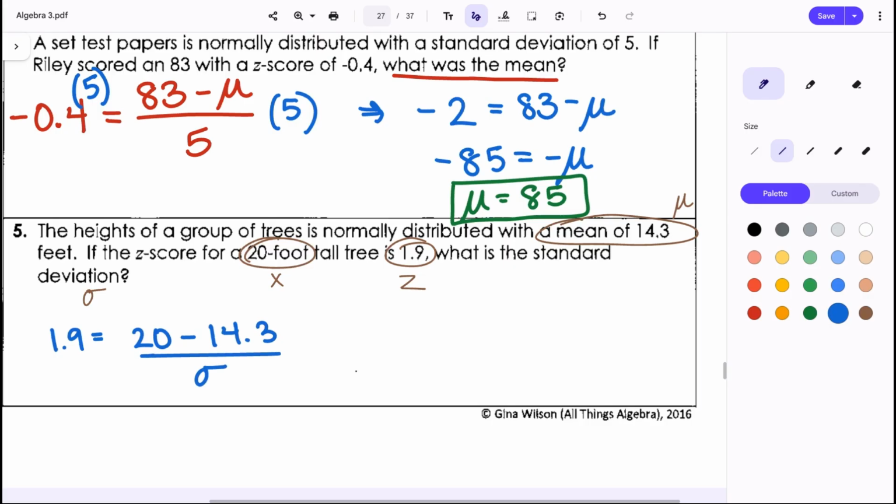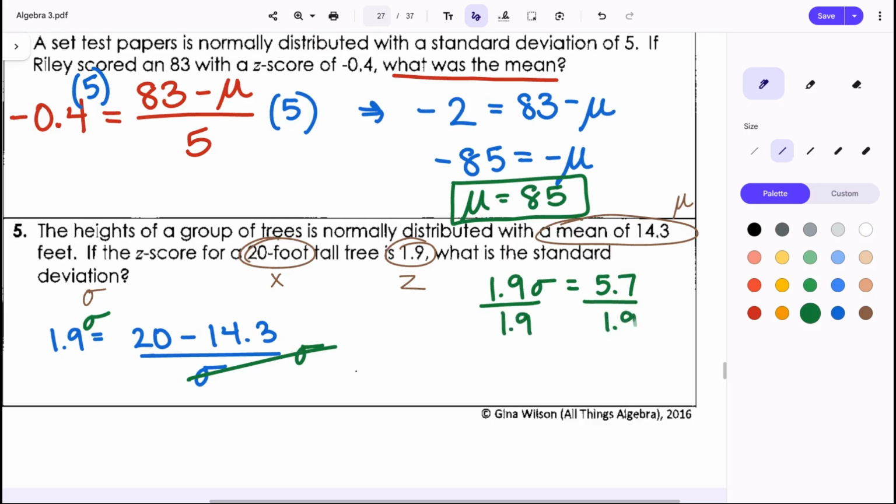Okay, this is what it should have looked like when you set it up. It's a little maybe deceiving here because they say if the z-score for a 20-foot tall tree. So if you skim past that, you might miss that the 20 is actually your data value. So this time we're missing the standard deviation. So we're missing the bottom part of our fraction here. What I would have done is multiplied both sides by my standard deviation to get it out of the fraction. So then I have this 1.9 with the standard deviation attached to it. And then I would have just simplified the top. So 20 minus that 14.3 simplifies to 5.7. And then you would divide by the 1.9.